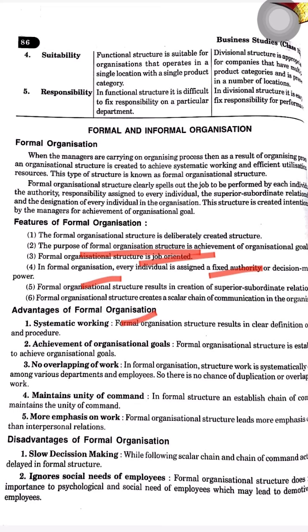Okay, what are the advantages of this? First of all, systematic working. In this, systematic working is being done, means everyone knows their work. They don't need to do another work, so they will work accordingly. Achievement of organizational goals. All types of organizational goals will be achieved through this. Then no overlapping of work. Overlapping of work is not being done.